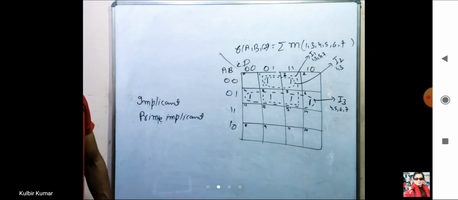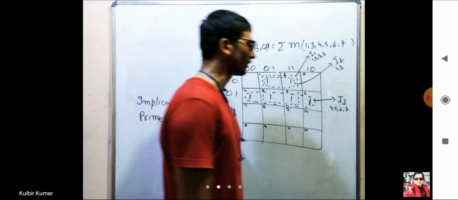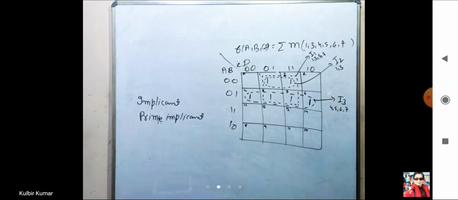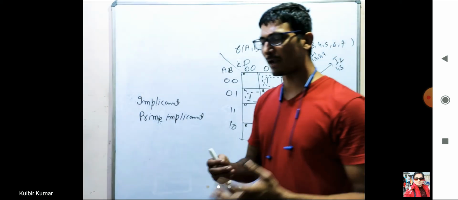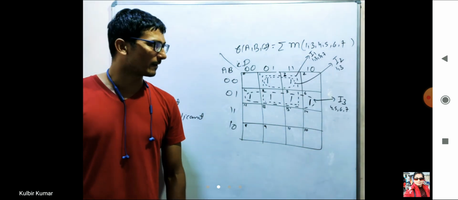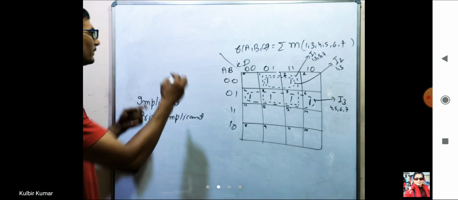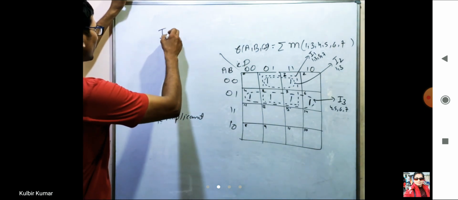So I1 and I3, both of them are prime implicants, but I2 is not a prime implicant. And whenever you are solving any function, or I can say whenever you are simplifying any function with the help of K map, then simply consider prime implicants only, because prime implicants have the least number of variables inside them. So if you write the min term corresponding to I2, what is the min term corresponding to I2?